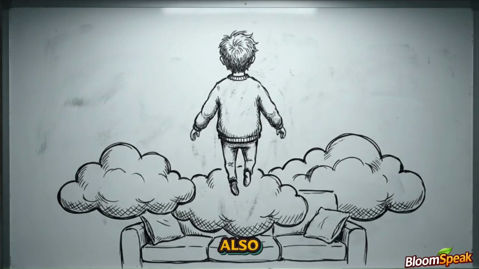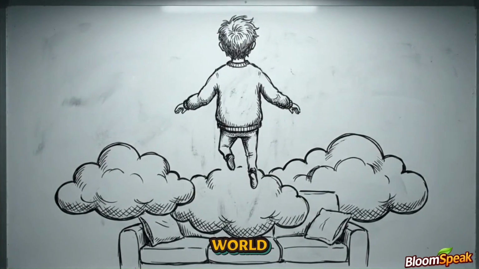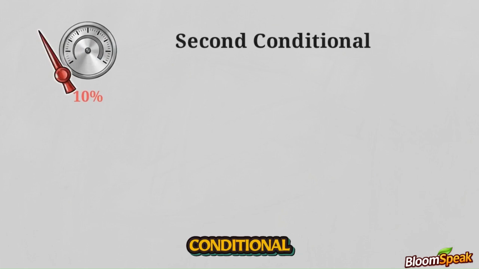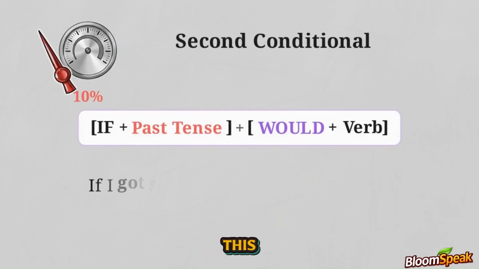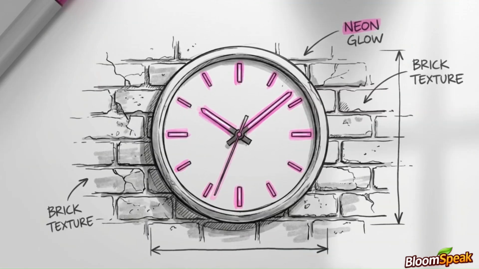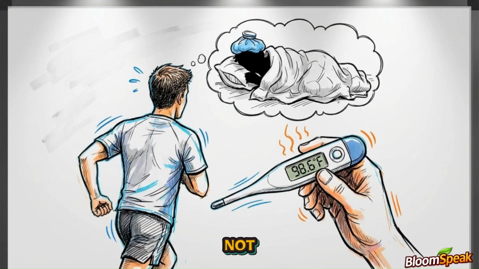Of course, there are also times when we just want to step out of the real world entirely. The dial now drops to 10%. We've reached the second conditional. Now our sentence looks like this. If I got sick, I would go to the doctor. Even though the verbs look like they are in the past, we are actually talking about right now. I am not sick, but I am imagining what I might do if I were.